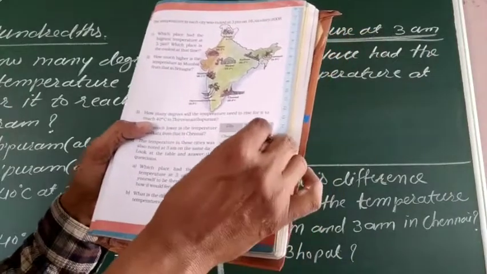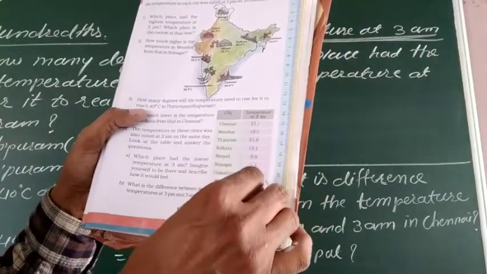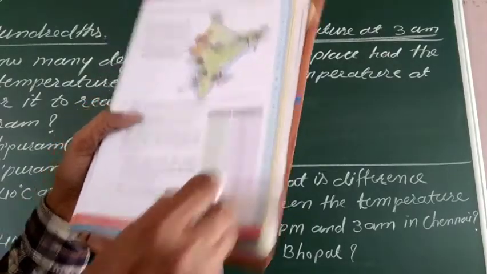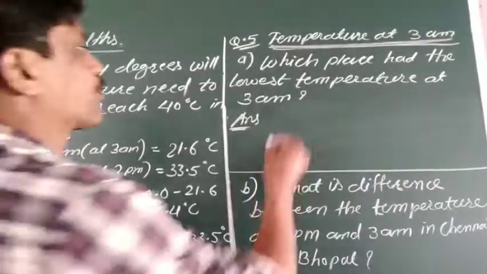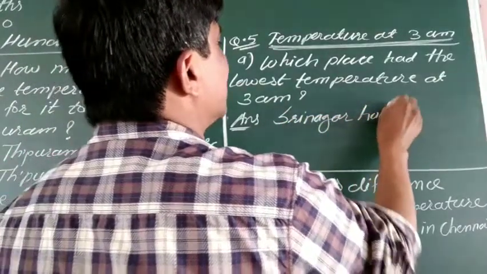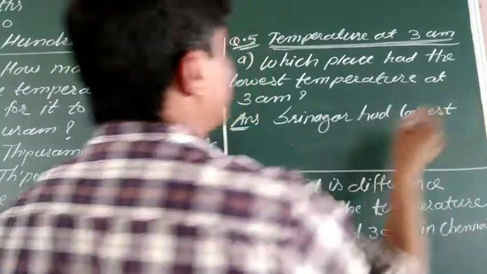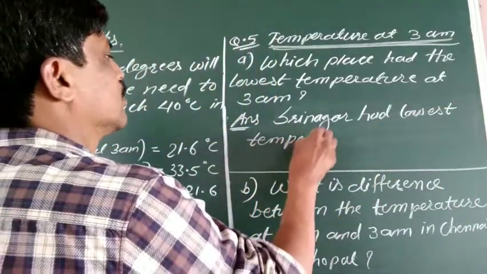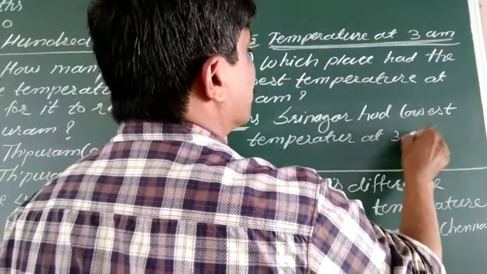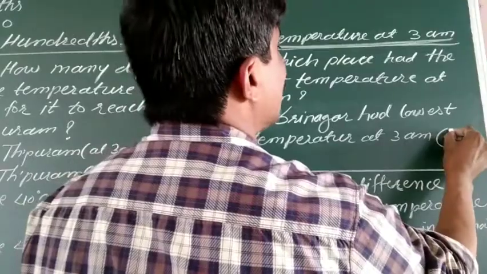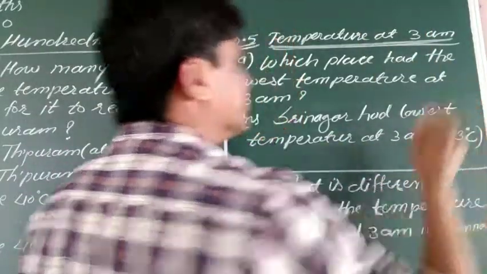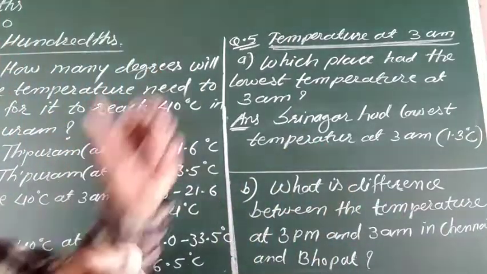So see, in this chart, it is the temperature of 3 AM. So which place has the lowest here? So see, the answer is Srinagar, which is 1.3. So what will we write? Srinagar had the lowest temperature at 3 AM. How much was it, son? It was your 1.3 degrees Celsius. Any doubt? No. Come to the last question.